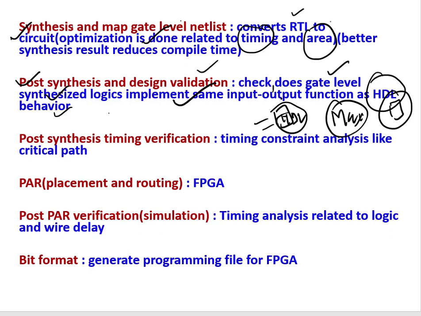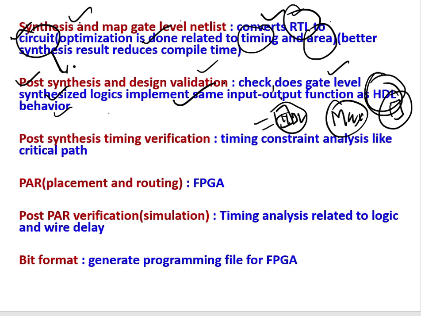So we are validating our design. Whatever code we have written is converted into the circuit during this synthesis process. So we are checking the circuit that we got and the HDL that we wrote, whether both are the same or not. So this is called your post synthesis and design validation.